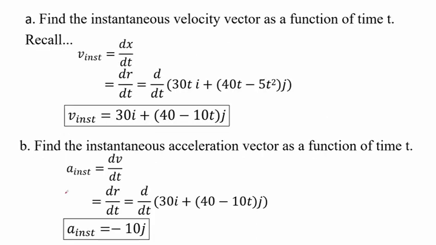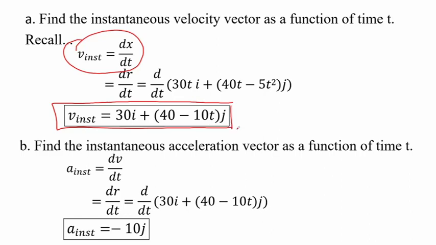Solving for the instantaneous velocity, we simply take the first derivative of the position vector and we get an expression for the instantaneous velocity as 30 i hat plus the difference of 40 minus 10t j hat. Similarly, for the instantaneous acceleration we take the first derivative of the velocity vector which we previously obtained in letter A. We get that the instantaneous acceleration is equal to negative 10 j hat. Or you can also take the second derivative of the position vector r. Do not forget to write your solutions clearly and box your final answers.